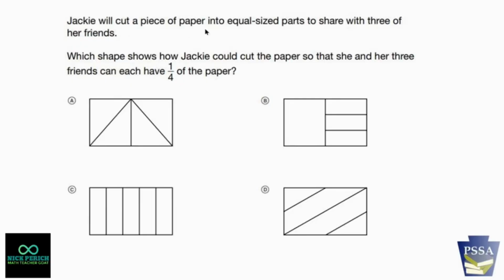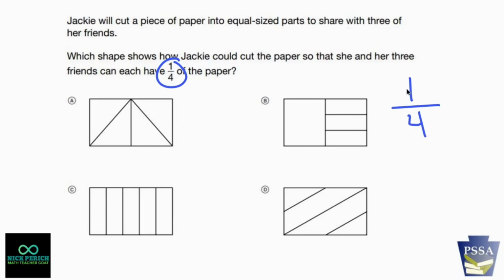Jackie will cut a piece of paper into equal sized parts to share with 3 of her friends. Which shape shows how Jackie could cut the paper so that she and her 3 friends have exactly 1/4 of the paper? Now, when you look at the fraction 1/4, what that means is you have one of the same exact size out of a total of 4 pieces.